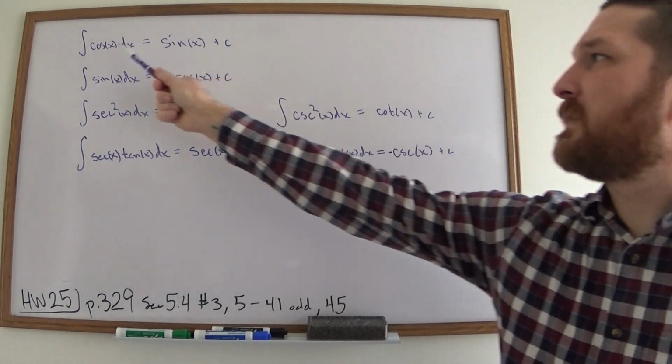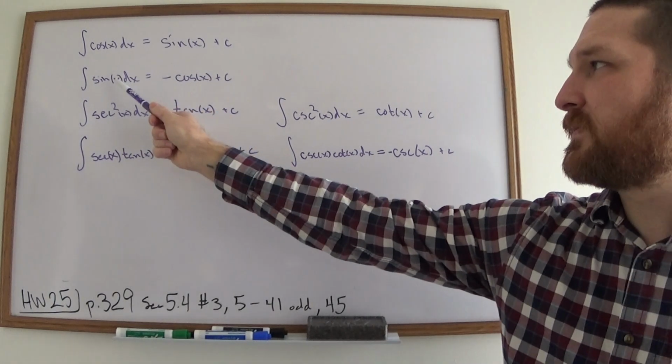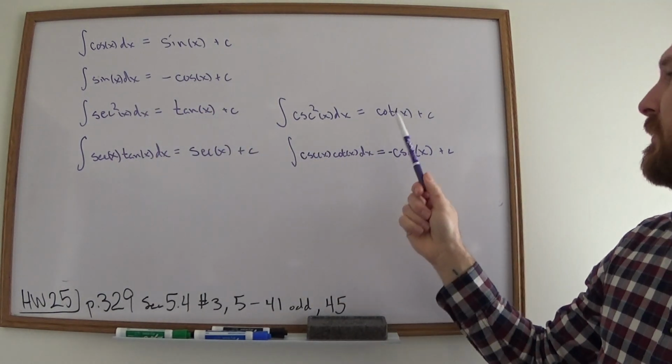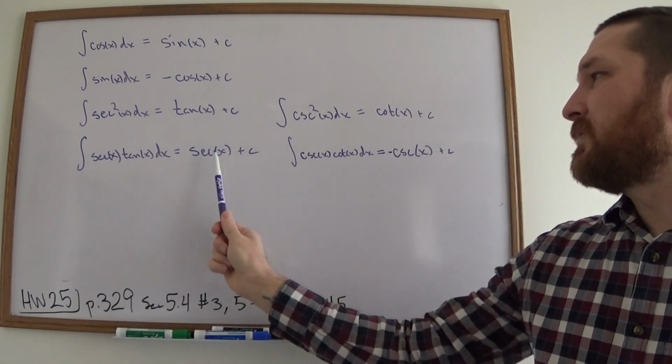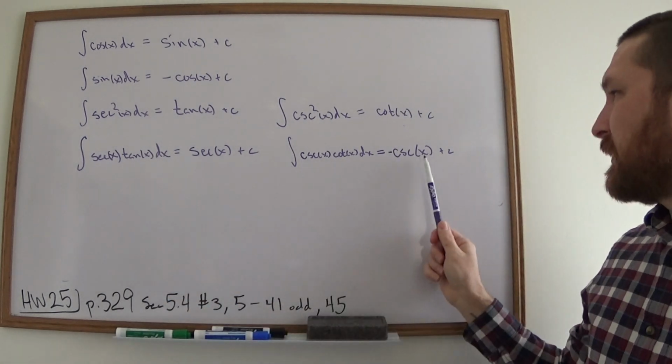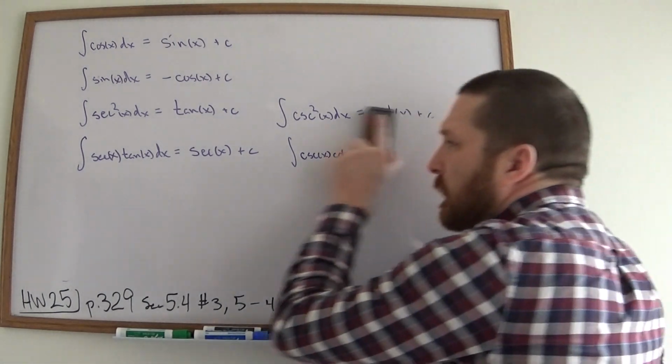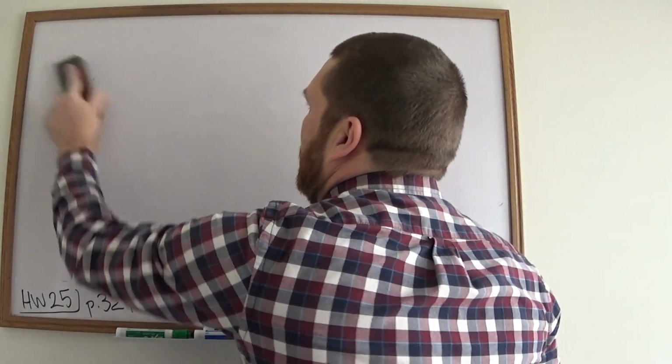Take the derivative of sine, you get cosine. Take the derivative of cosine, you get negative sine. Derivative of tangent gives you that. Derivative of cotangent, derivative of secant, derivative of cosecant, and so on. Okay, now here's another one.